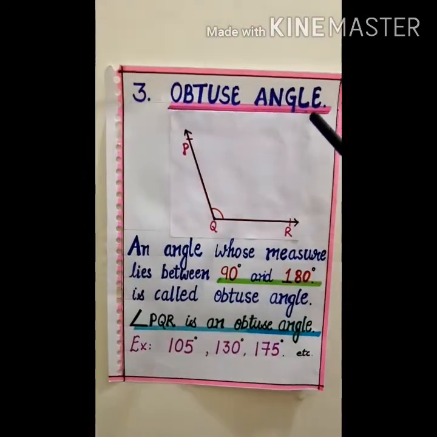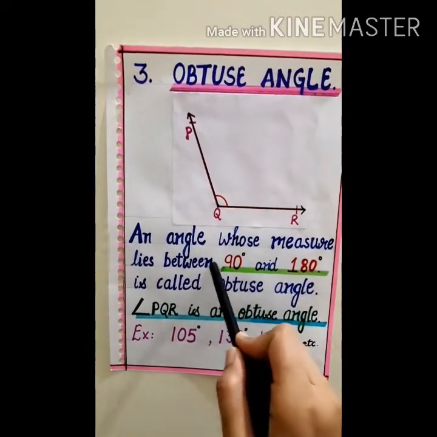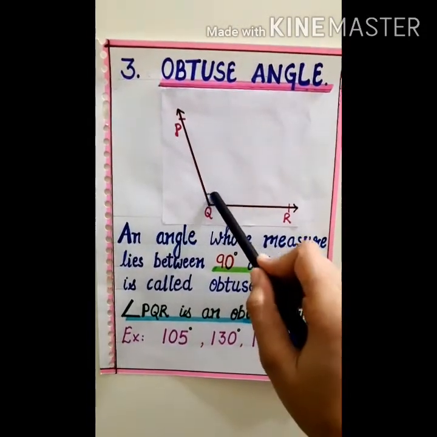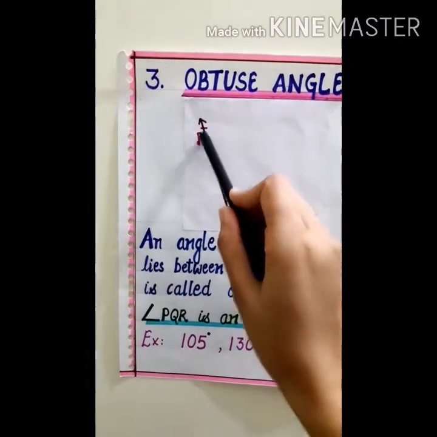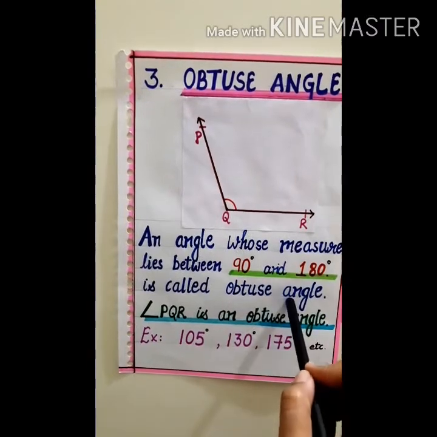The third type of angle is the obtuse angle. An obtuse angle is one whose measure lies between 90 degrees and 180 degrees. Here you can see that the measure of this angle is greater than 90 degrees but less than 180 degrees. So these types of angles are known as obtuse angles.